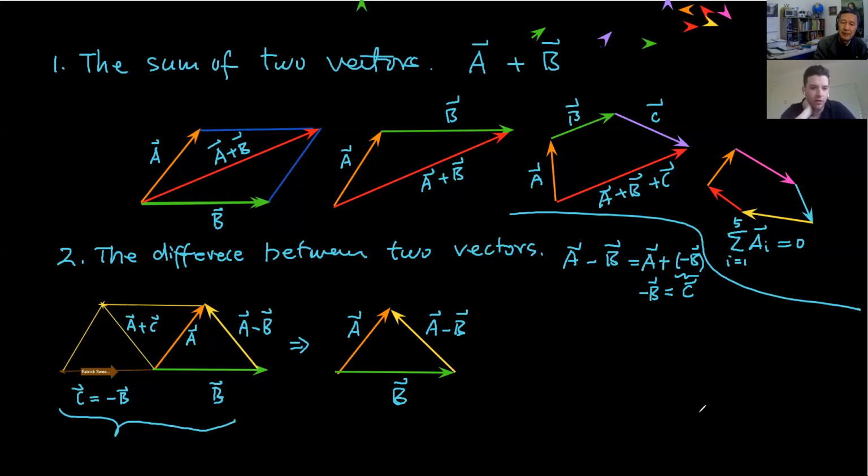Quick question. Why is the vector A plus C and A minus B, aren't they the same? Why is it A minus B? Yes, right. Yeah, they are the same because we noticed that we didn't change the direction. We didn't change the length.